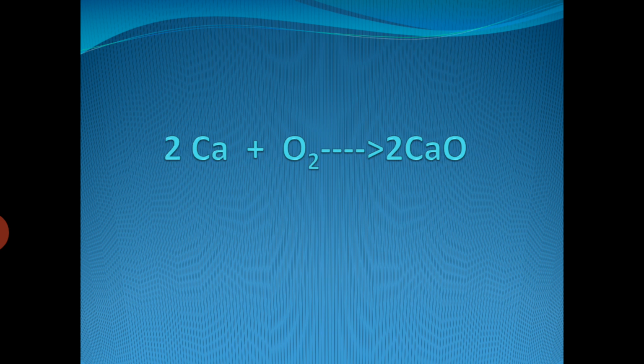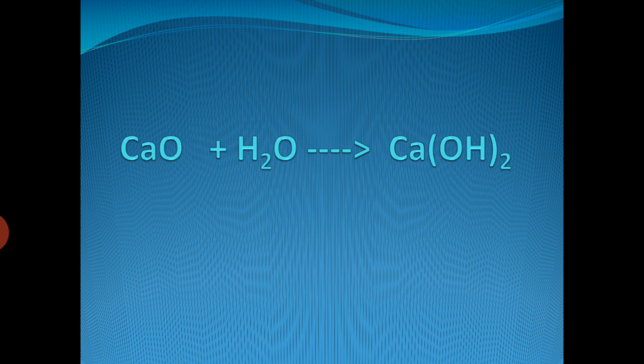Now next one is calcium. When calcium burns, it burns with a red flame and produces a white powder called calcium oxide. So Ca plus O2 gives CaO. When this calcium oxide dissolves in water, it forms an alkaline solution of calcium hydroxide, Ca(OH)2.